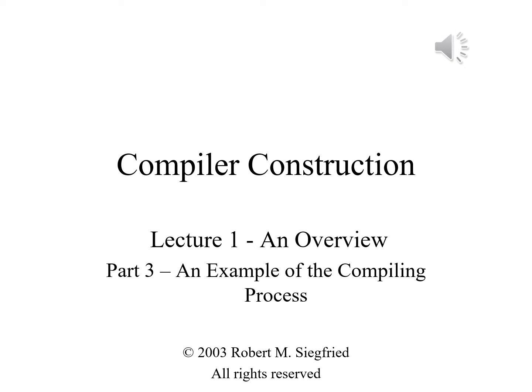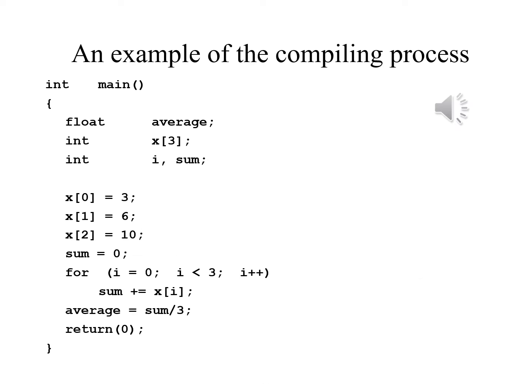In part 3 of lecture 1, we will look at an example of the compiling process. Let's take a look at an example of the process of compiling a program. This is the program that we're going to start off with. It is obviously written in C.